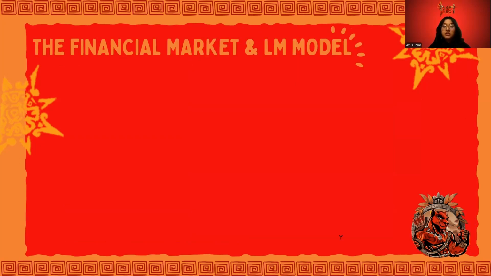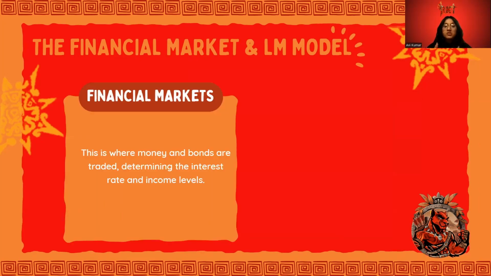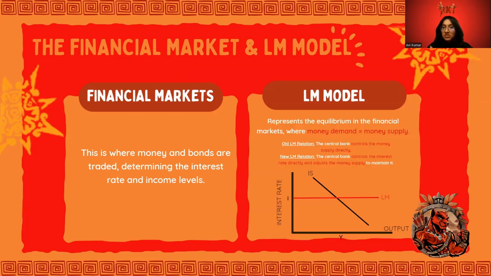So the LM model, which stands for liquidity money model, discusses the financial side, so the financial market. So this is where the money and bonds are traded, determining the interest rate and the income levels. The LM model, as you can see from this graph, represents the equilibrium in the financial markets where money demand equals money supply. If you remember, we did this in session 3.